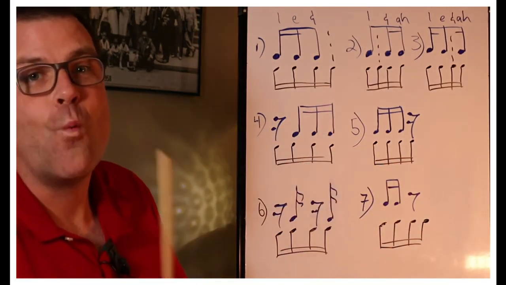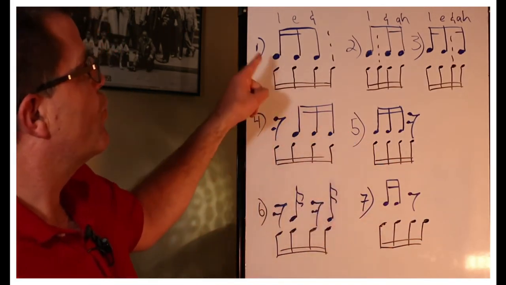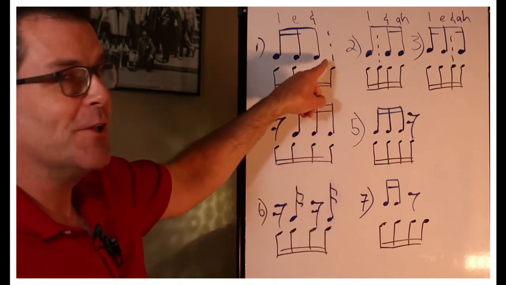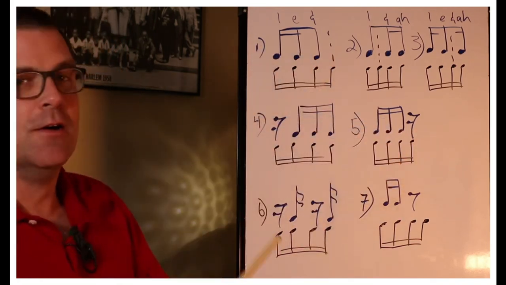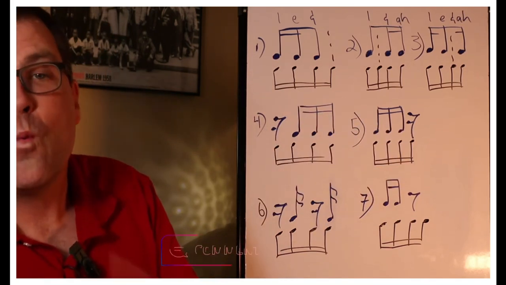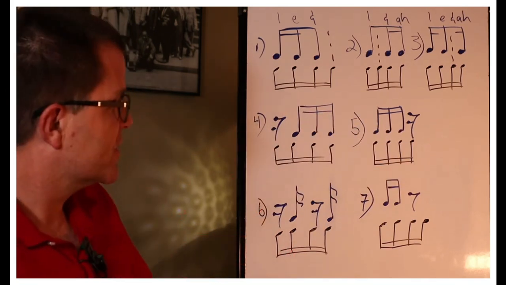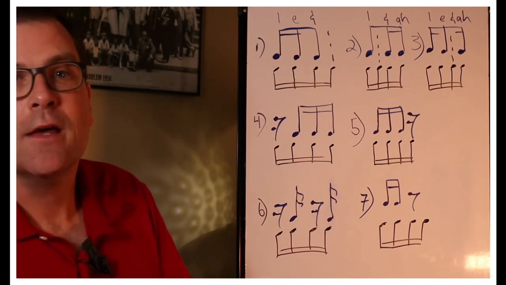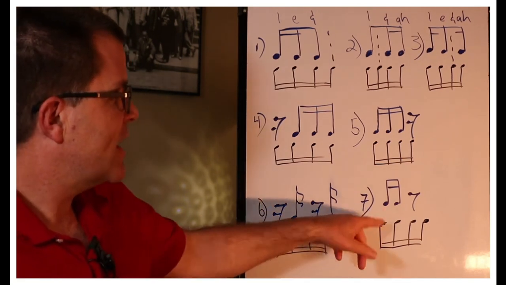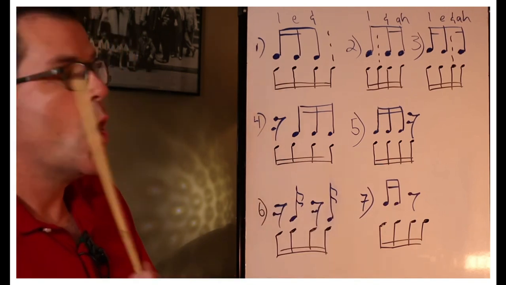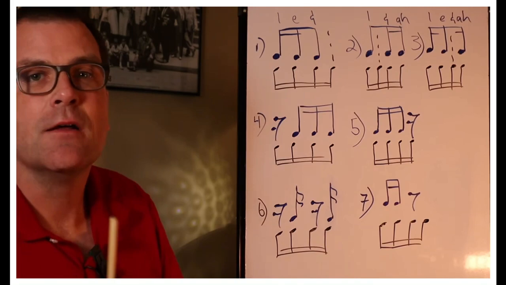Number 5 is reversed: 1 E and 2 E and. Yes, 5 is just like 1 except that it's a little longer because we have a 16th rest there. Number 6, go slow on this one: 1 E E E. Now you can subdivide it like 1 E and 2 E and E and. Number 7, here we go: 1 E, dot, dot, dot, dot, dot, dot.